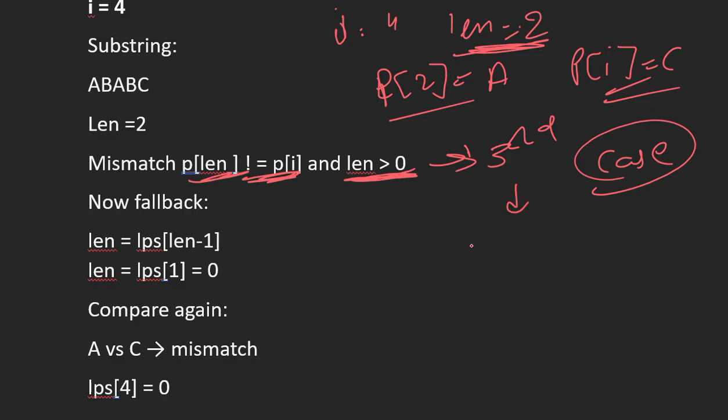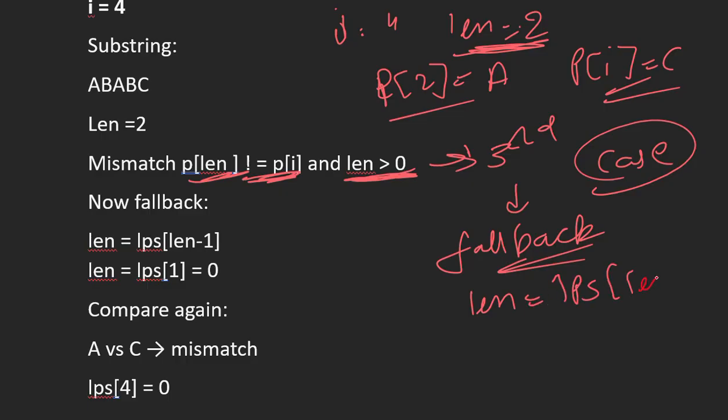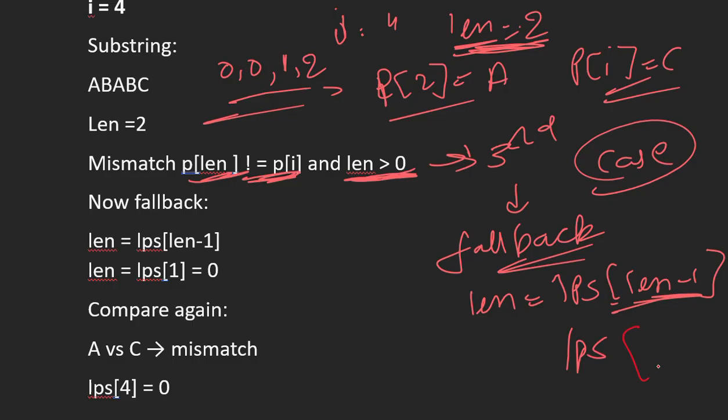So in that case what we were doing, we were using our fallback mechanism where we were updating length by LPS of length minus 1. So what is our length? Length is 2. So LPS of, what is our current LPS? 0 0, I think 1 and 2. Yeah, 0 0 1 and 2, right? So LPS of length, 2 minus 1 is 1. So LPS of 1 is 0, right? So now we will update length by 0.